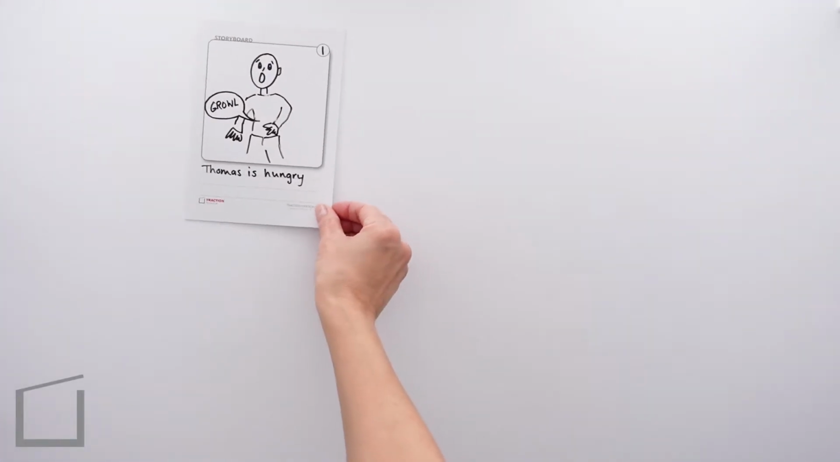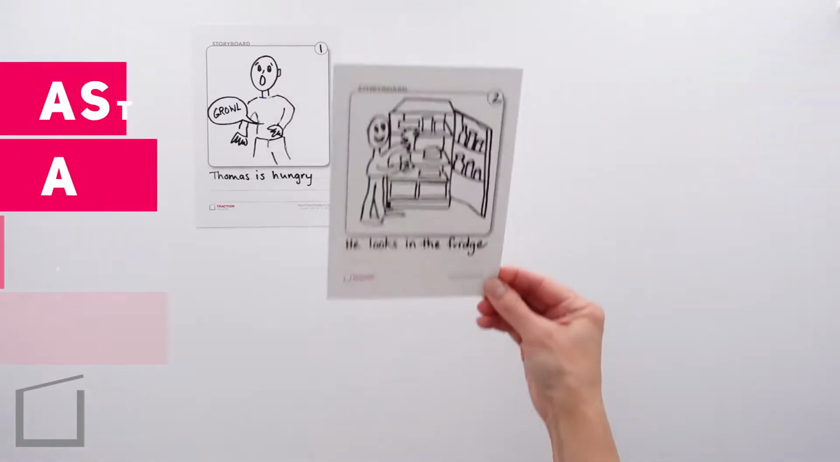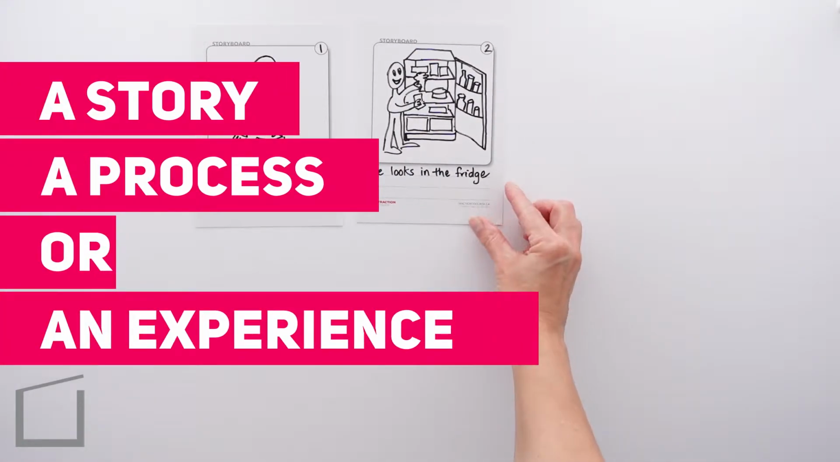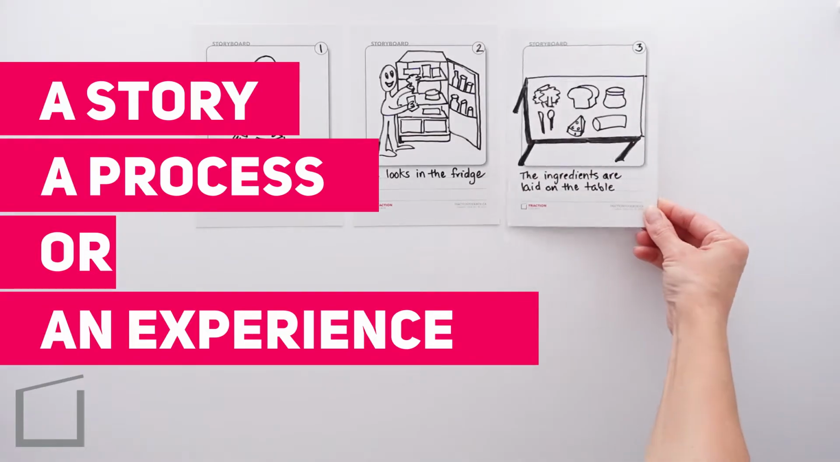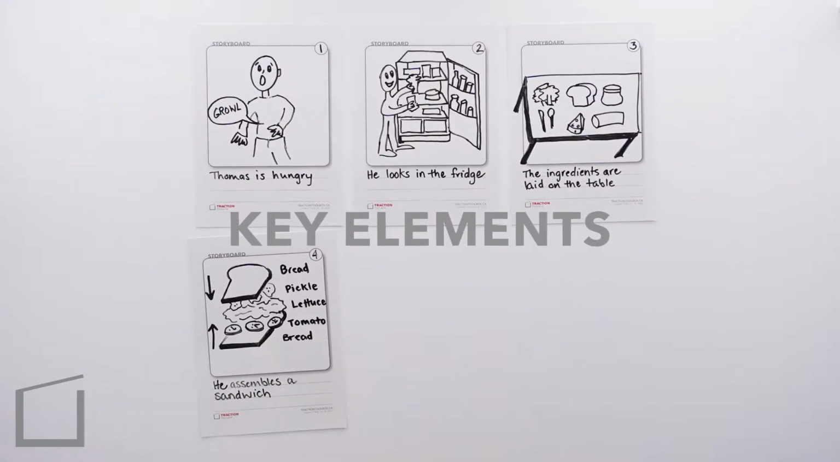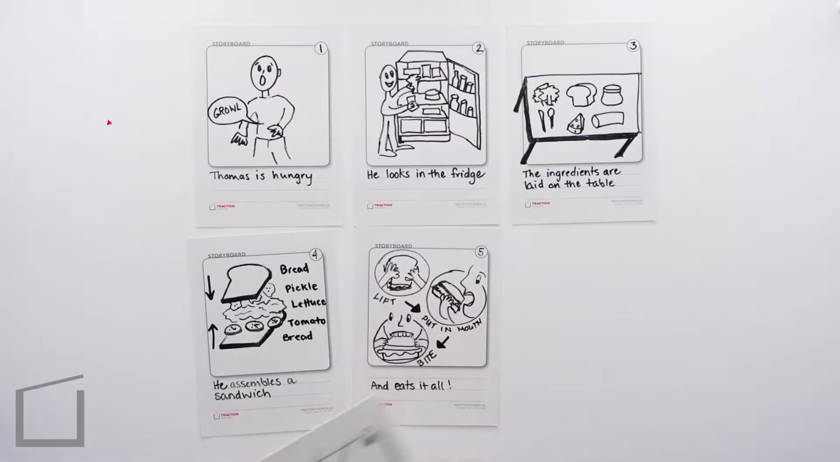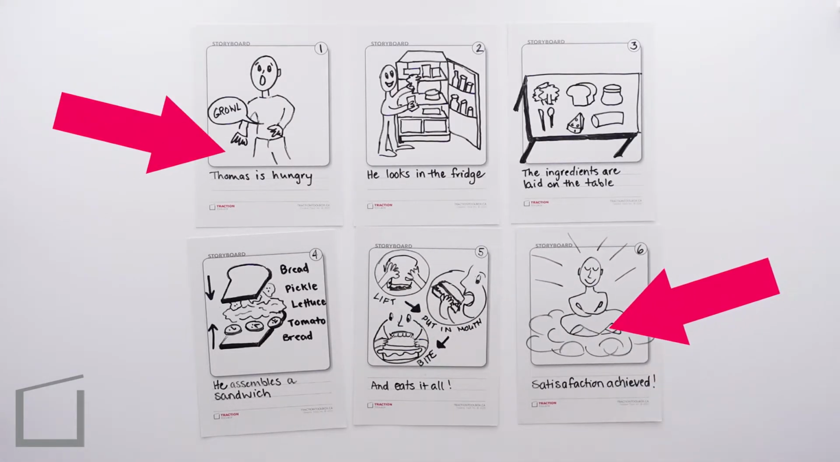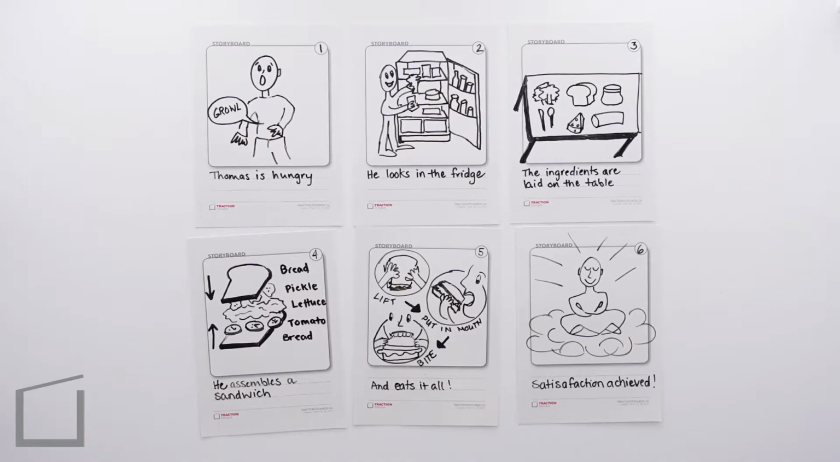Storyboarding is a graphic layout that sequences illustrations and images with the purpose of visually telling a story or describing a process or experience. The key elements of the storyboard include a clear starting and ending point. It is ordered by numbers, steps, or by time.